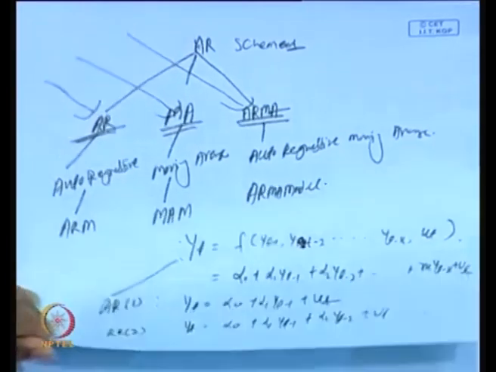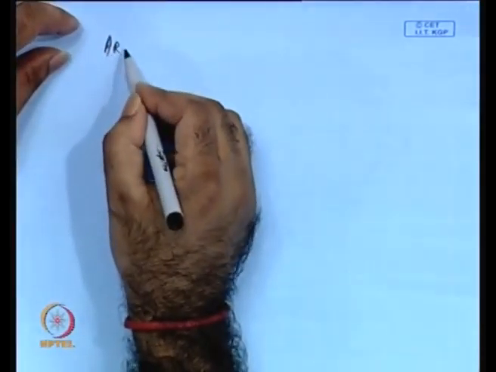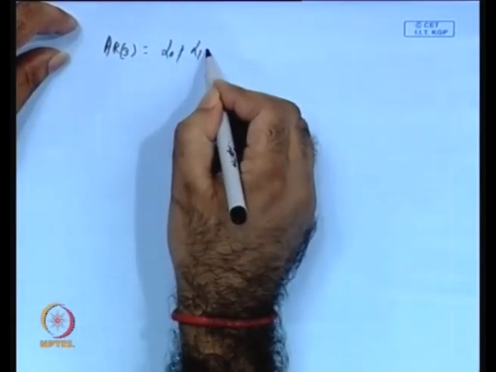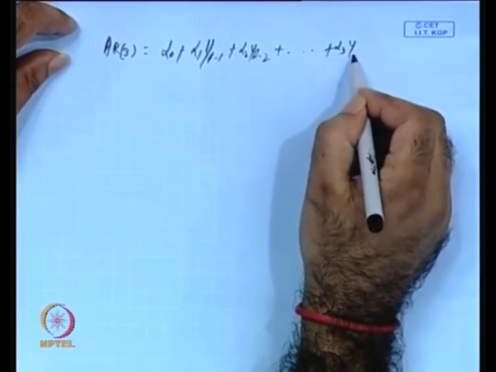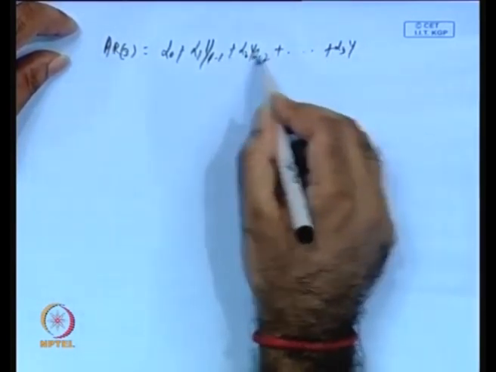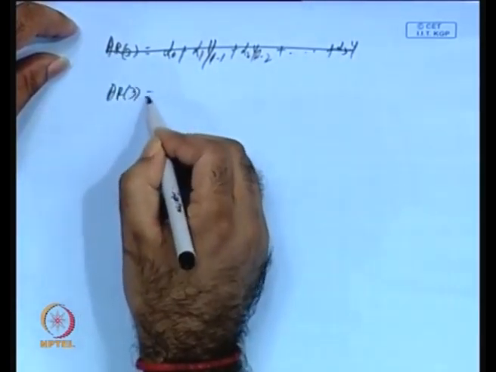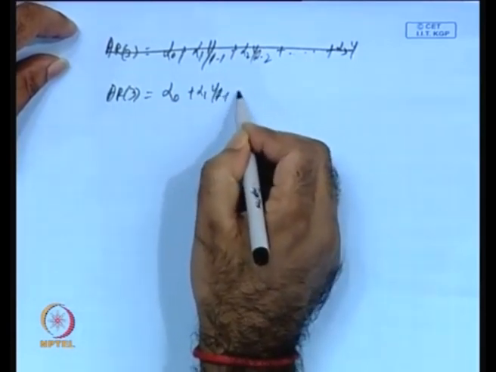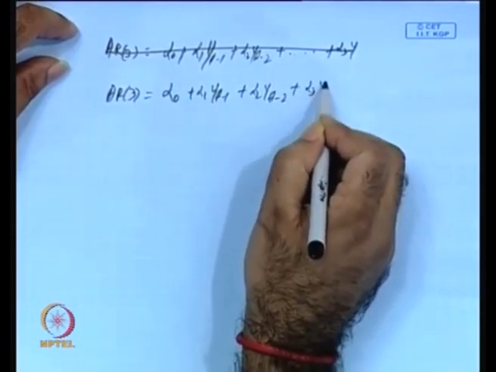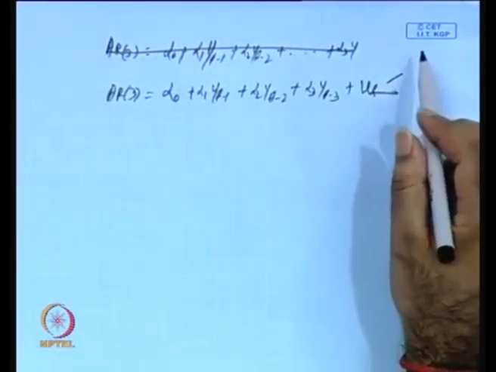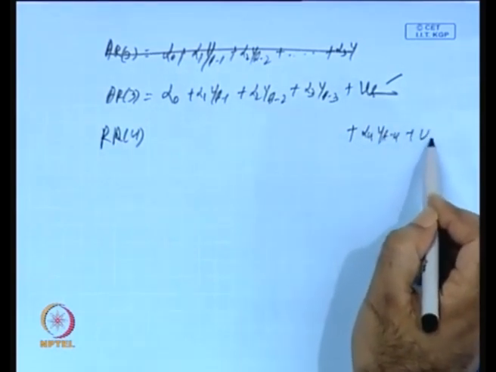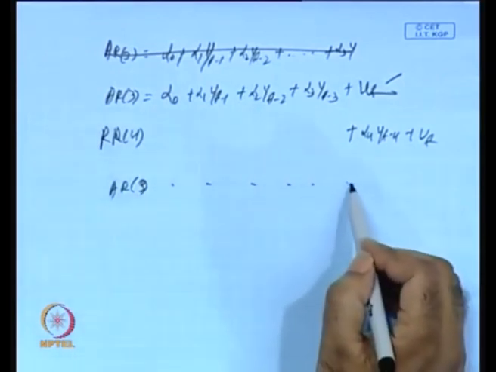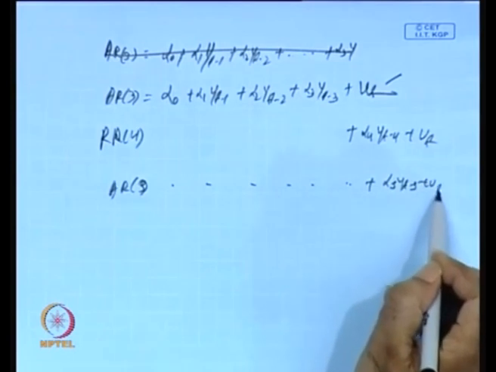Let me put another structure, autoregressive 3. Let me write it once again: autoregressive 3 is equal to alpha 0 plus alpha 1 y t minus 1 plus alpha 2 y t minus 2 plus alpha 3 y t minus 3 plus u t. This is another autoregressive scheme, of order 3. If I put autoregressive 4, you have to add further alpha 4 y t minus 4 plus u t. If I put autoregressive 5, it continues with plus alpha 5 y t minus 5 plus u t. This is how it continues.